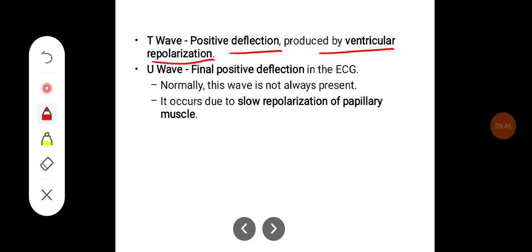U wave is a final positive deflection in the ECG. Normally, this wave is not always present. It occurs due to the slow repolarization of papillary muscles.